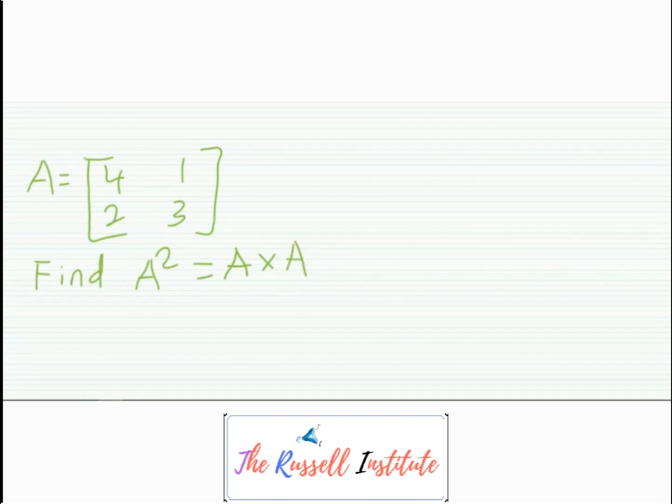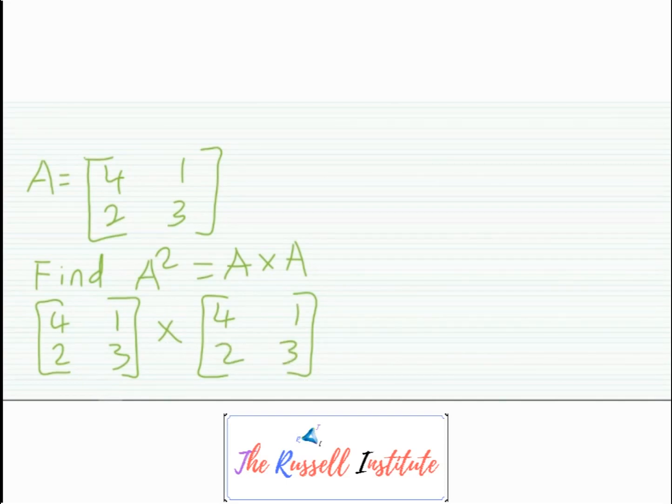Now the mistake a lot of people would make is to square each of these numbers and say, well, 4 squared is 16, 1 squared is 1, 2 squared is 4, 3 squared is 9. That would be the incorrect approach, because matrices do not multiply like regular numbers. Matrices multiply quite differently. So we're going to have [4, 1, 2, 3] times [4, 1, 2, 3].